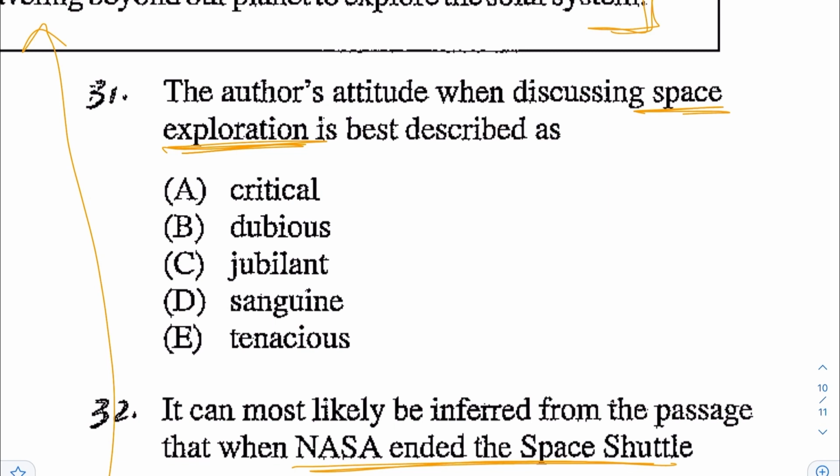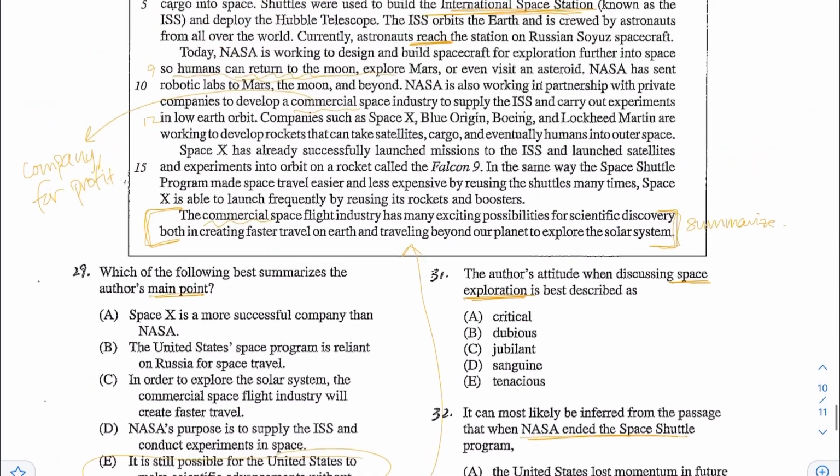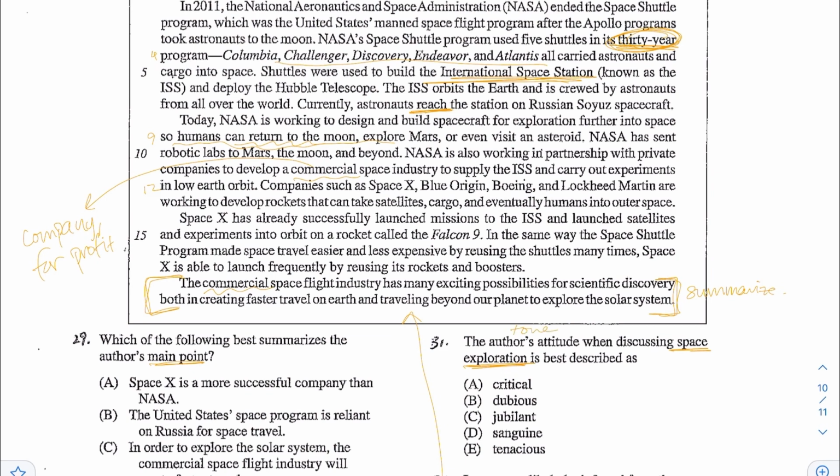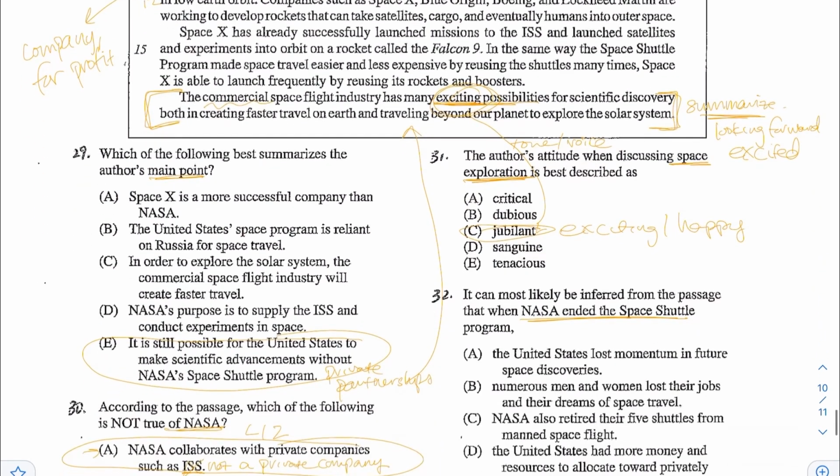Next, for number 31, the author's attitude when discussing space travel or space exploration is best described as. When you have an author's attitude, or the tone, or basically the author's voice, you have to think about this passage as a whole and think whether the author feels positive or negative about it. We can see that the author ends with something that is looking forward to the future. It's like excited. The author wants this to happen. Again, these exciting possibilities. A synonym for exciting is jubilant. So they're happy and they want this to happen. The author is jubilant here.